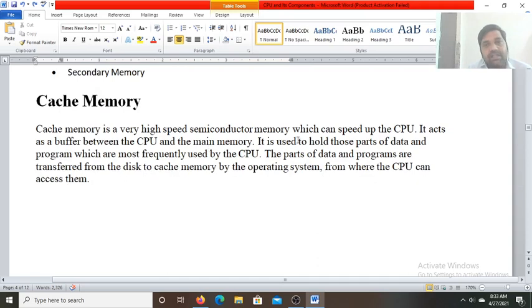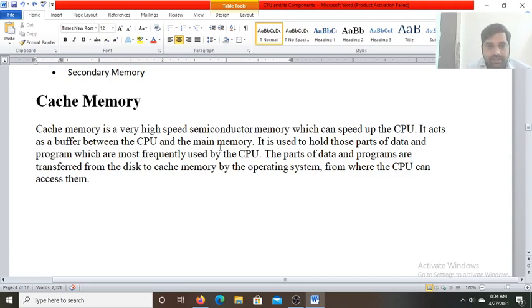Very high speed semiconductor memory means it is made with the help of semiconductors which can speed up the CPU. So to increase the processing speed, to increase the work of the CPU, we use the cache memory. The speed of the CPU is very fast and the time taken to access the data from the RAM is more. So to decrease this time between the CPU and the RAM, cache memory is installed. It acts as a buffer between the CPU and the main memory.